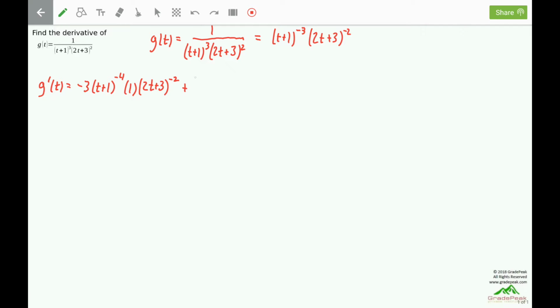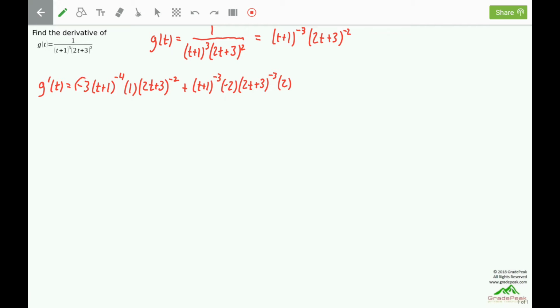Add to this the first left alone times the derivative of the second. The derivative of the second, bring down the power, leave the inside alone, subtract 1 from the power, and then multiply by the derivative of the inside, which is a 2, to complete the chain rule.